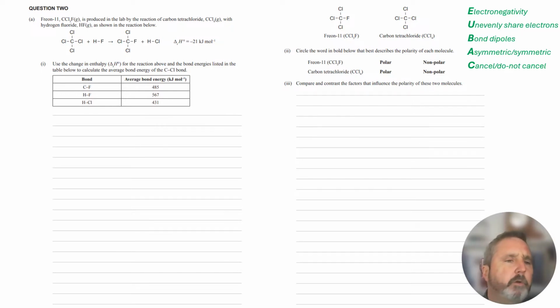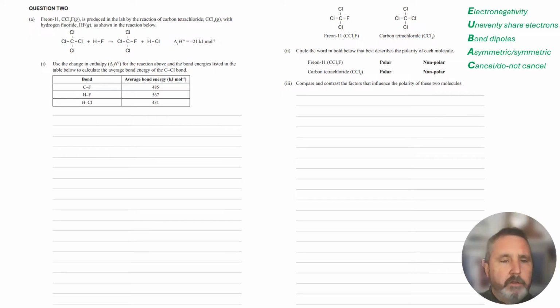So I'll go back to the first question. They're continuing with their theme of the paper about these refrigerants. So they've got carbon tetrachloride here, and Freon 11, which is that carbon with 3 chlorines and a fluorine here, and they've drawn a reaction. You would expect that the reaction that they draw is going to show all the bonds that are involved, so that we can calculate the bonds that are broken and the bonds that are formed.